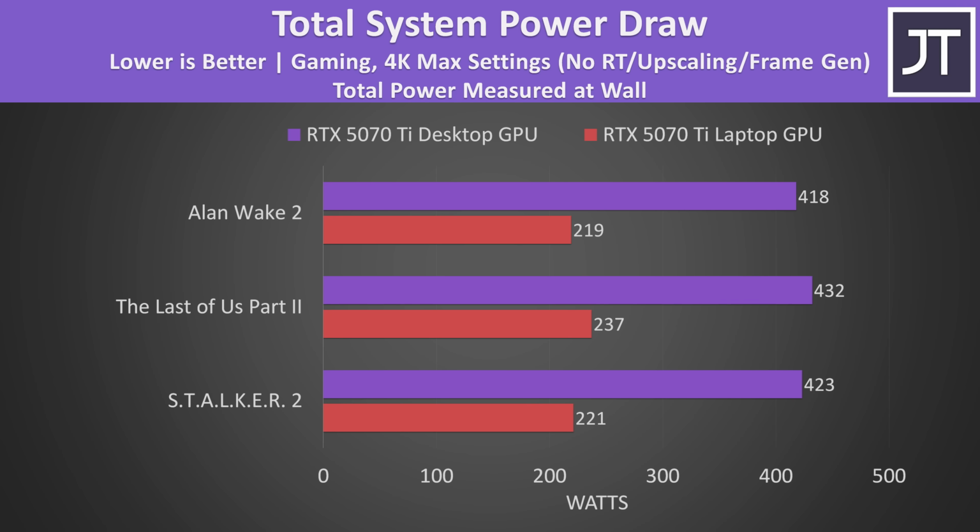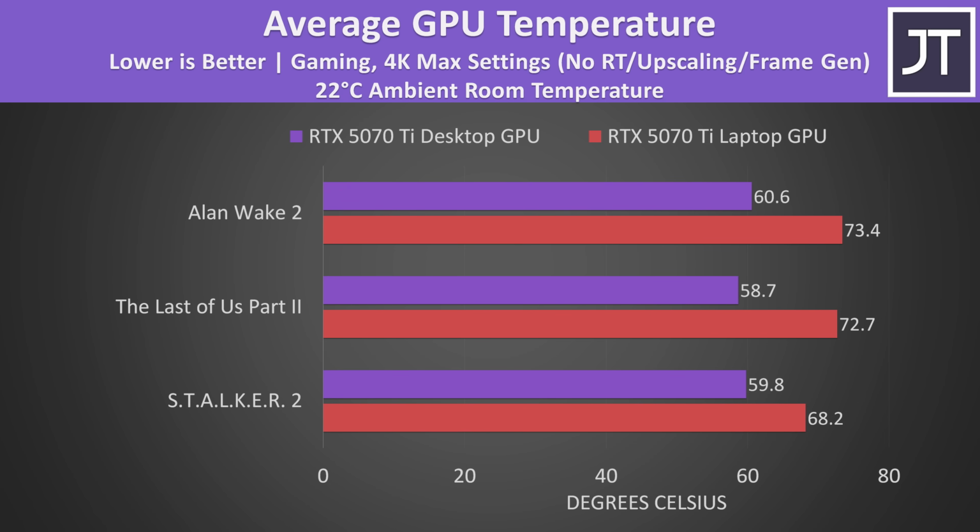The desktop, shown in purple here, is running quieter despite the fact that it's using anywhere between 82 and 91% more power at the wall in 3 different games. The laptop GPU in red was running warmer than the desktop, despite the desktop using all that extra power. Again, laptops simply don't have as much space for cooling.